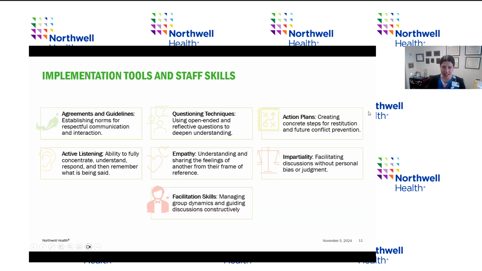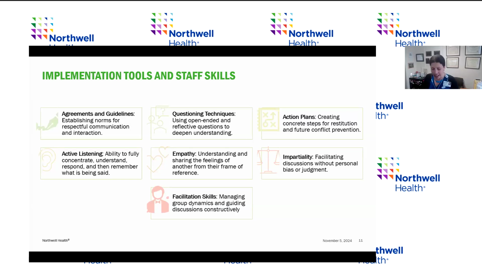Creating action plans is also really important, because when we have conflict, to be able to step out, highlight and describe the concrete steps that are taken for restitution, and to also help future conflict prevention. We already reviewed active listening, again, to fully concentrate, understand, respond, remember what's being said, all part of that open questioning and reflecting listening. And empathy and understanding, that sharing the feelings from another from their frame of reference.